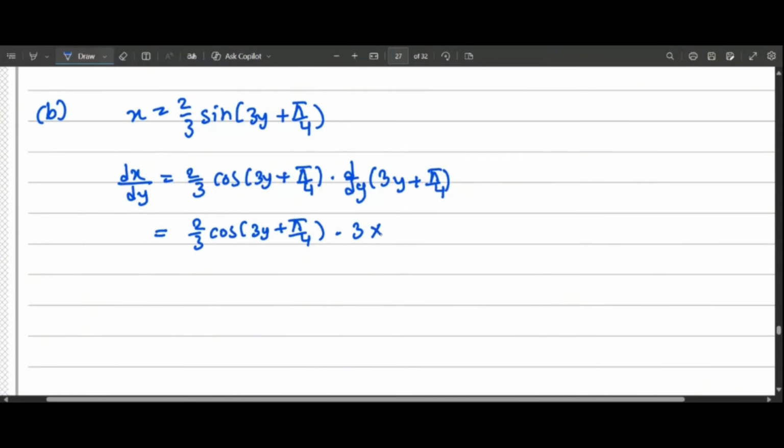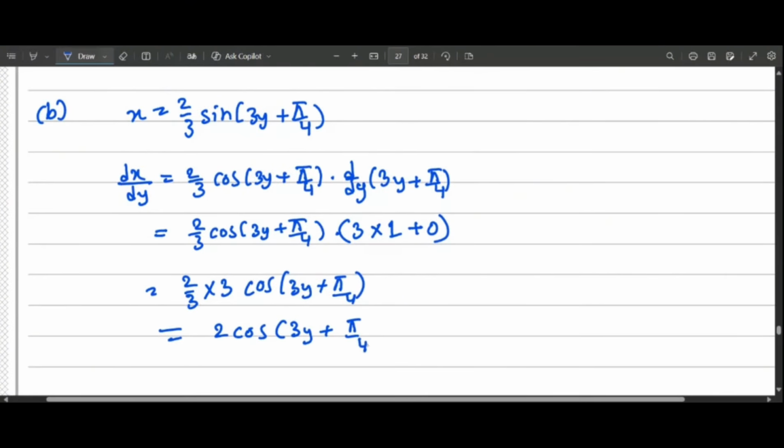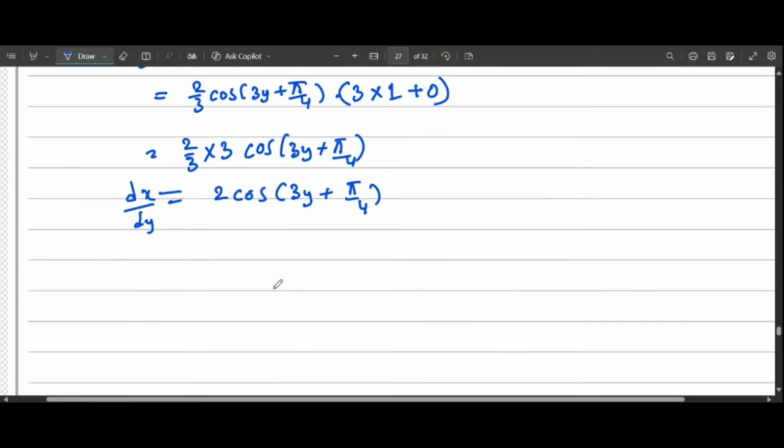This will give us the differentiation of 3y plus pi by 4 would be 3 into 1 plus 0. So 2 by 3 into 3 cos 3y plus pi by 4, and the simplified form would be 3y plus pi by 4. So dx by dy in a simplified form is 2 cos 3y plus pi by 4.